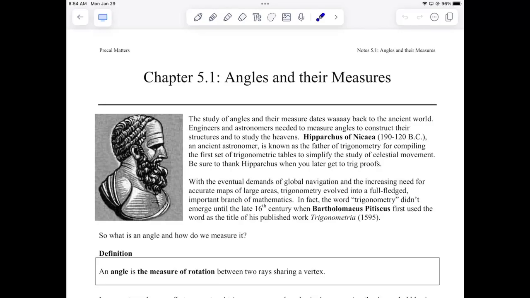All right, it's kind of cool. We're starting a brand new type of math today called trigonometry. That's the title of chapter 5, trigonometry. So we finished algebra 3 essentially, talking about exponentials and logs, and we're starting a new section called trigonometry.